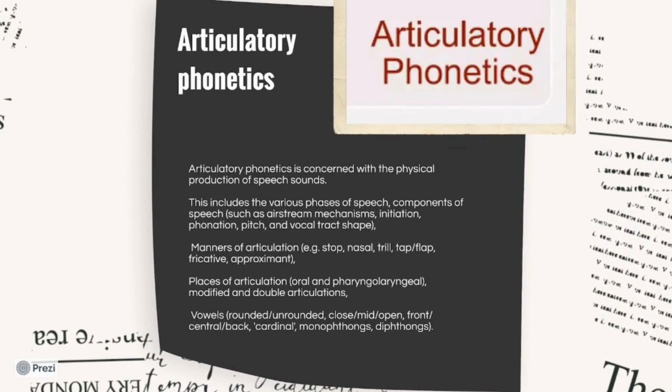Articulatory phonetics is concerned with the physical production of speech sounds. This includes the various phases of speech and components of speech, and it includes the manner of articulation, place of articulation, and vowels. The vowels mention the place of the mouth and the tongue. Rounded and unrounded mention the shape of the mouth, and front, center, and back mention the place of the tongue.